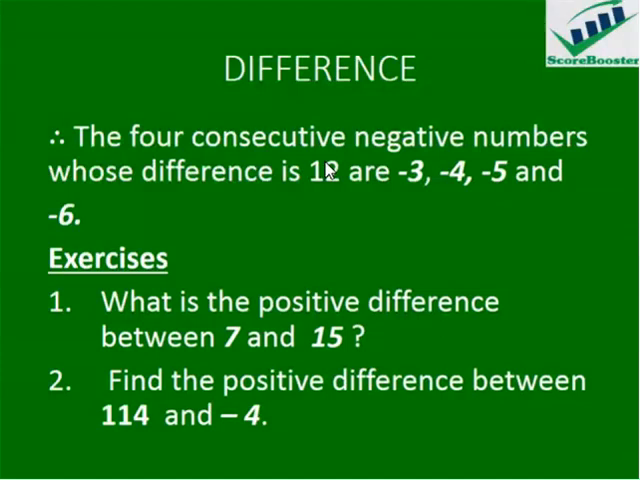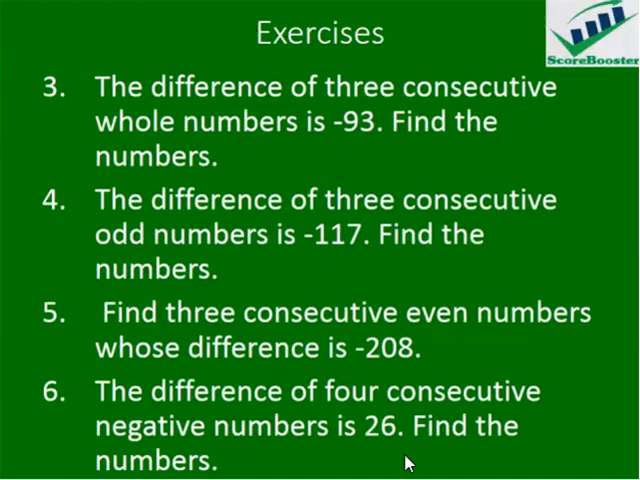Now these are exercises for you to solve and submit latest by Monday evening. The first one says, what is the positive difference between 7 and 15? I've explained that. So we are also asked to find the positive difference between 114 and minus 4. The third question says the difference of 3 consecutive whole numbers is minus 93. You find the numbers. The fourth one says difference of 3 consecutive odd numbers is minus 117. You find the numbers. The fifth question and sixth question.